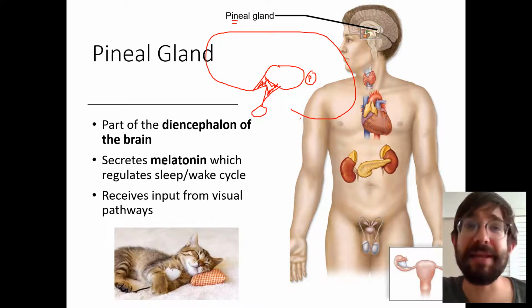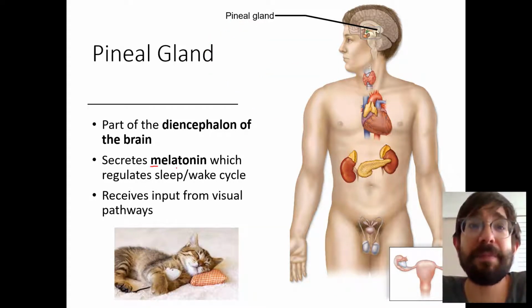So what does the pineal gland do? Makes melatonin, which regulates the sleep-wake cycle. And I hate cats, but I know not everyone does. So I put, this is my double horns cat. I put this cat in for you cat lovers. There's a kitty cat sleeping with the melatonin helping to regulate that sleep and wake cycle.